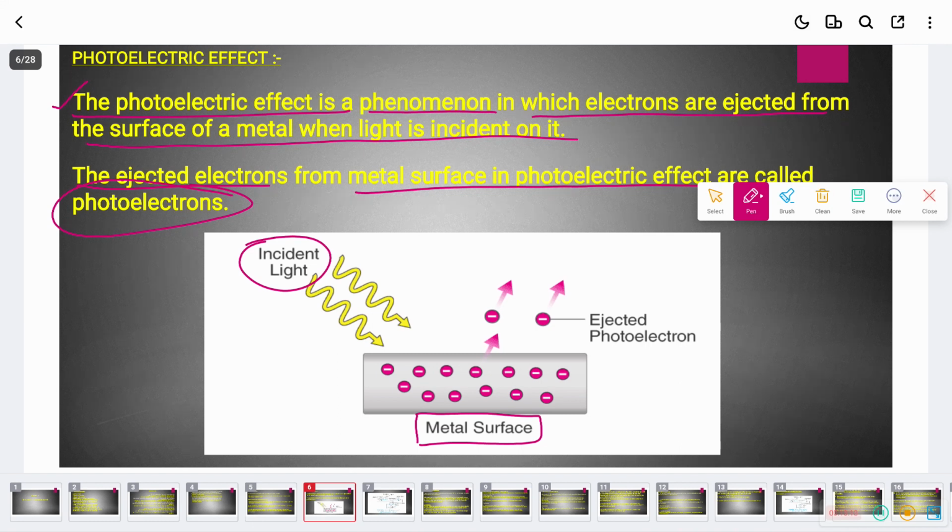Now I'll go to the next. This one you are able to understand. Light is coming. These are all in energy levels. All the electrons are in different energy levels. Now when light is falling, electrons are coming out. Clear? Okay.